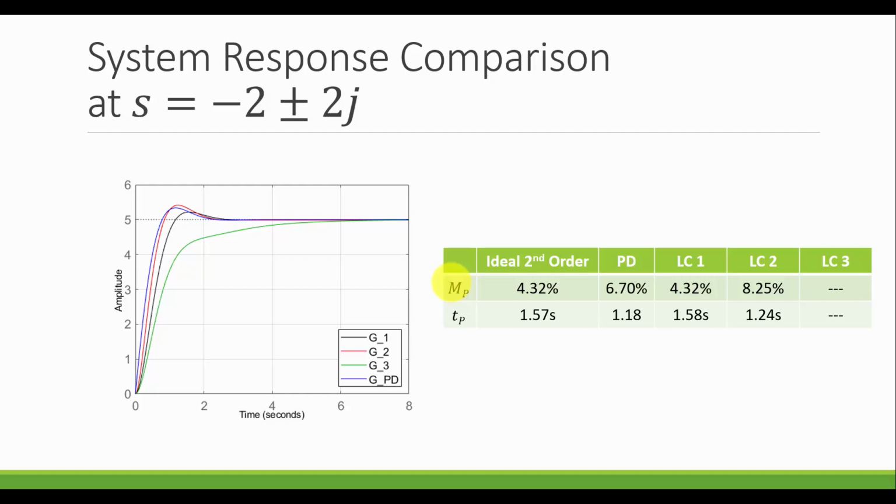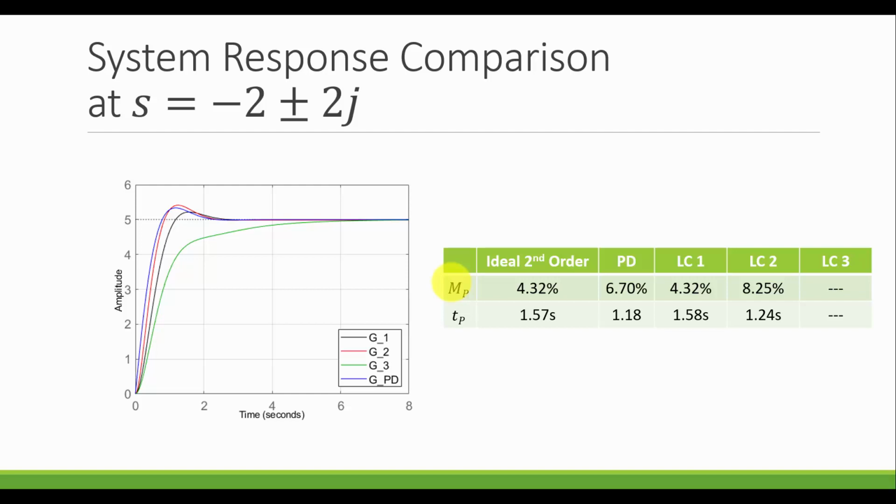So again, an ideal second order system with no extra zeros or extra poles, with its poles at -2 plus or minus 2j, we know how to compute the overshoot and the peak time, and we see they match almost exactly the first design, the lead compensator. Because again, it eliminated one of our open loop poles by our design. So it performs pretty much exactly like we expected it to.